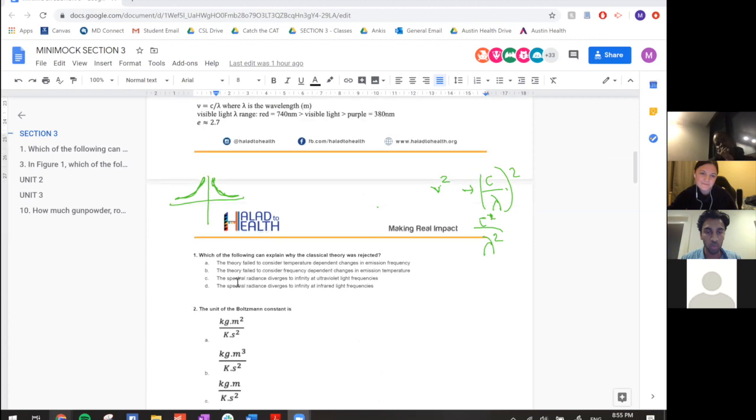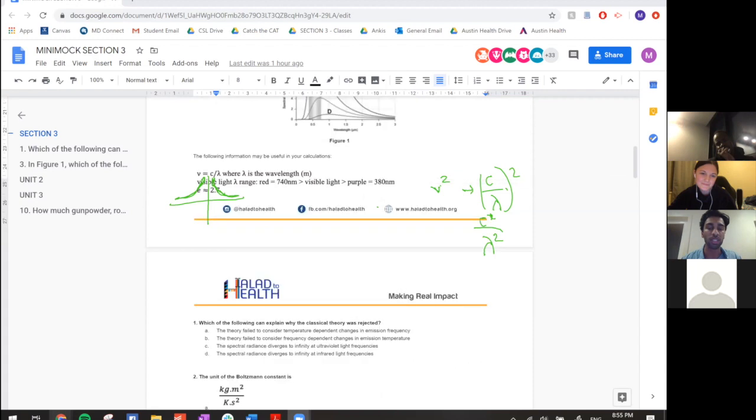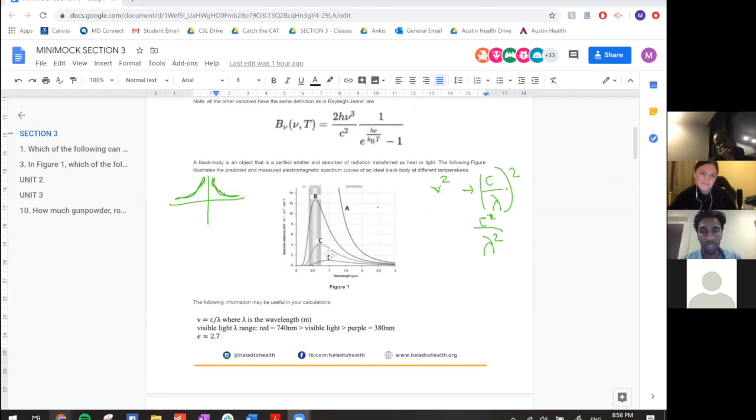So it's saying the spectral radiance diverges to infinity at ultraviolet light frequencies, or the spectral radiance diverges to infinity at infrared light frequencies. So we notice here from this graph that UV visible light has a shorter wavelength compared to infrared. So in this graph, I'm just going to label the x-axis for you to make it a bit clearer. The wavelength would be represented as the x-axis, and the spectral radiance would be the y-axis here.